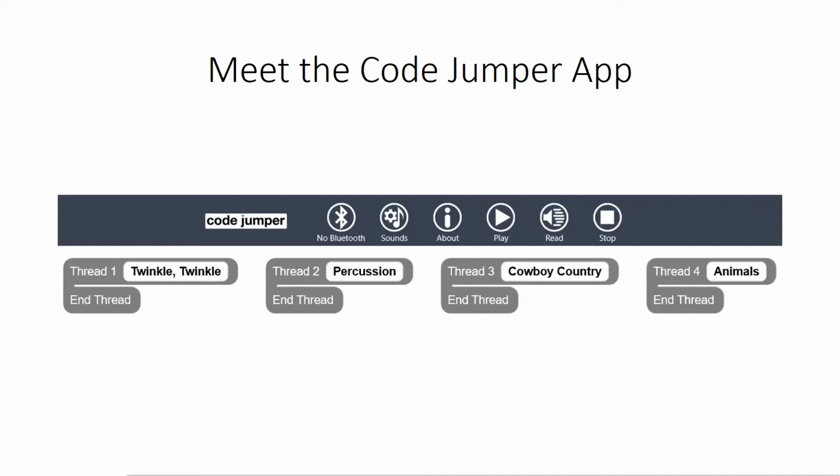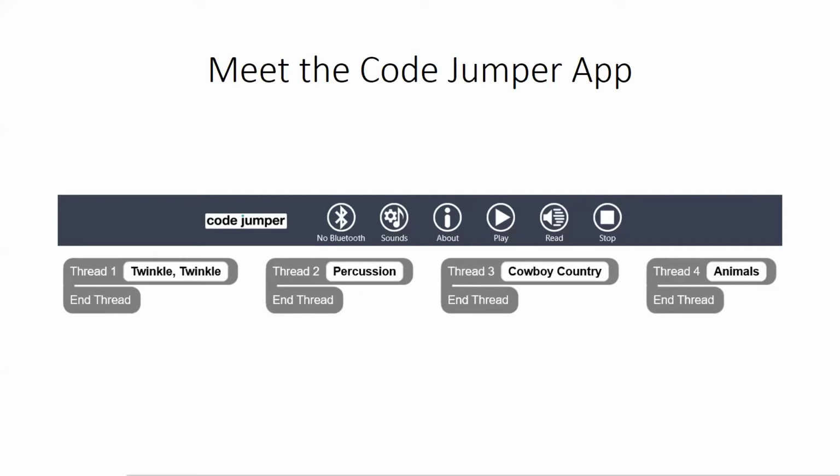So how this is laid out here on the Windows side of things, we have some icons at the top. We have a Bluetooth icon indicator, which tells you if you're connected or not. We have a musical gear, which, if you choose that, allows you to add custom sounds. There's a lowercase i for about. There's a right arrow for playing the program. There's a megaphone for reading the code out loud. And then there's a square for stopping the program.